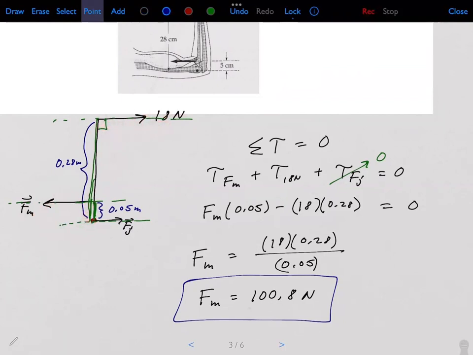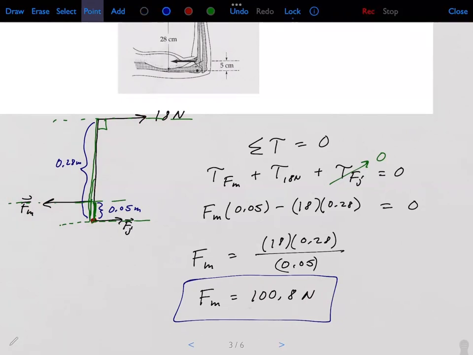Since the moment arm is larger for the 18 Newton force, then this force is going to have to be larger. It has a smaller moment arm, so that the product of the two, the force times the moment arm, which is the torque, is going to balance out. So it makes sense. It's about 5 times as large, almost 6 times, because this distance is like 6 times as large, so the force is almost 6 times as large.